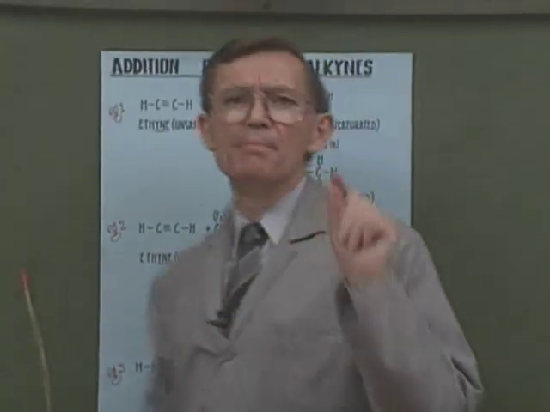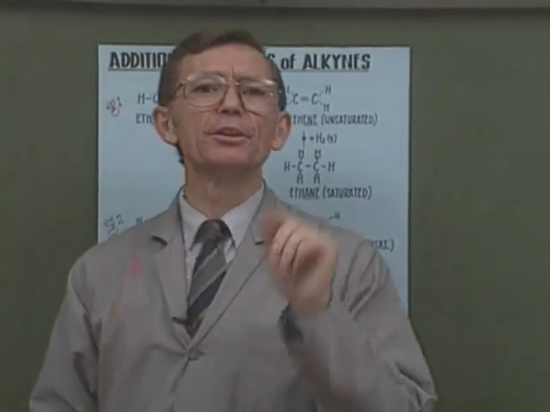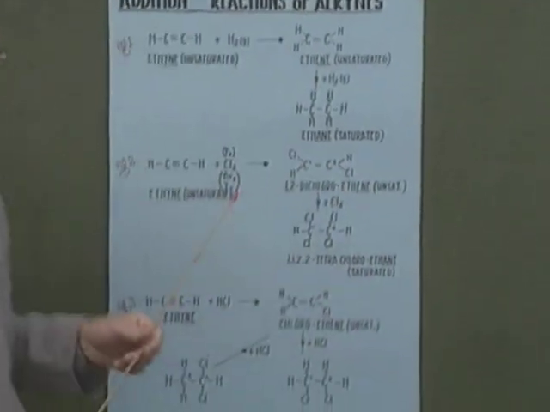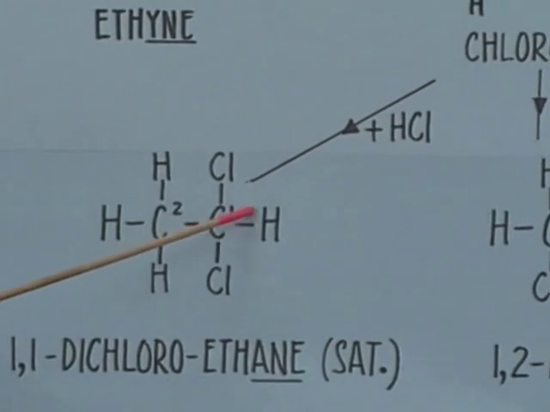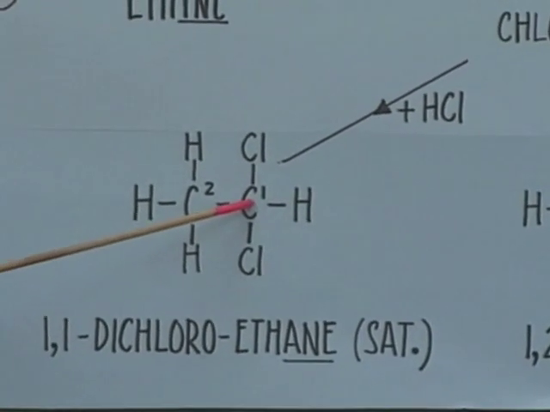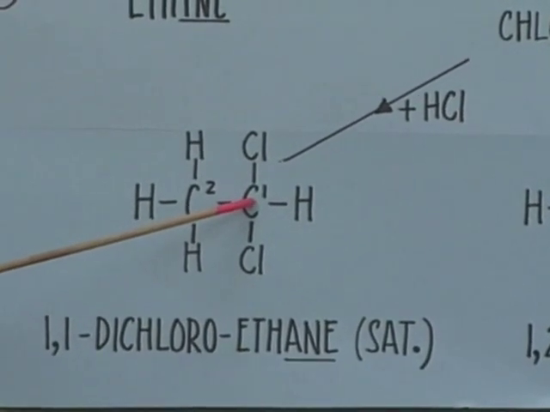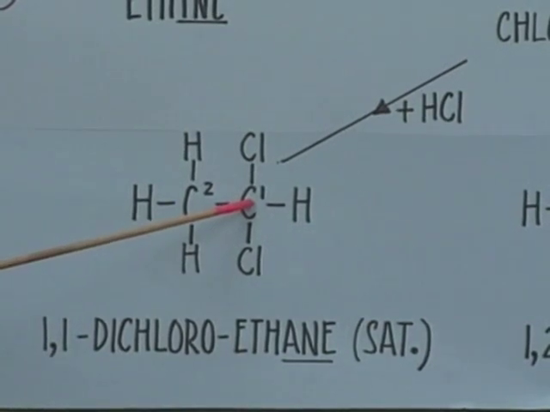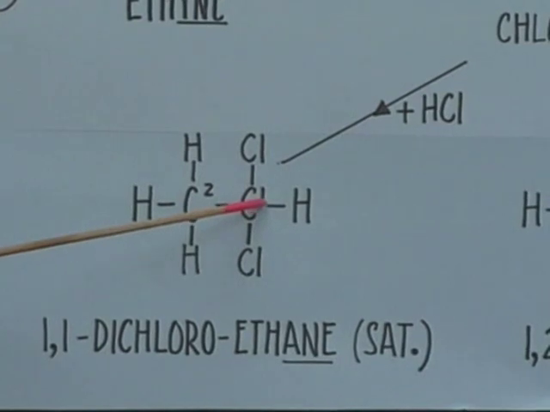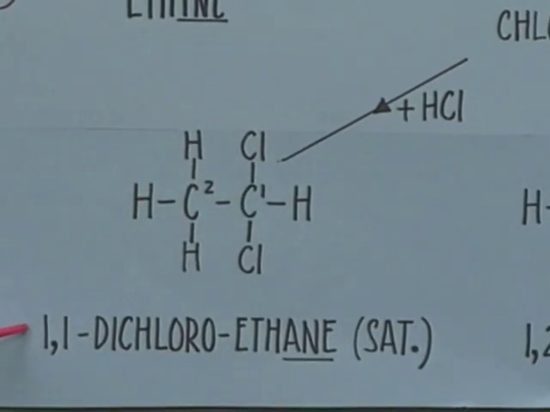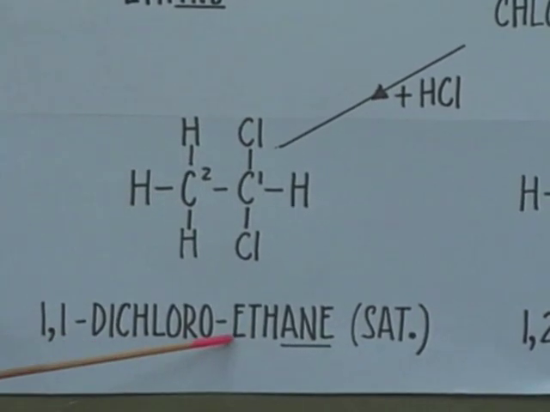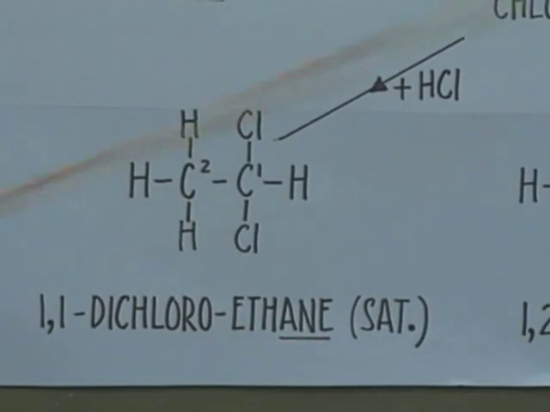This last product is the minor product, because according to Markovnikov's rule, the chlorine part of HCl would rather be added to the carbon atom with the least hydrogen atoms. So it will be added to carbon atom 1, where the other chlorine atom is already present. We number the carbons 1, 2 from the end closest to the substituents, and now the name will be 1,1-dichloroethane, and the compound will be saturated.